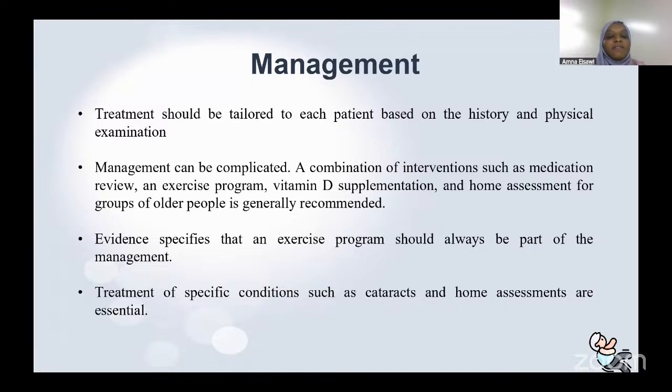Now, evidence specifies that an exercise program should always be a part of the management as it greatly improves the gait of the patient, which decreases the risk of falling. Treatment of specific conditions should also be carried out. So if the patient has cataracts, for example, he should get treatment of that. If he has a problem with slippery floors or uneven surfaces, that needs to be taken care of environmentally, that should also be taken care of.